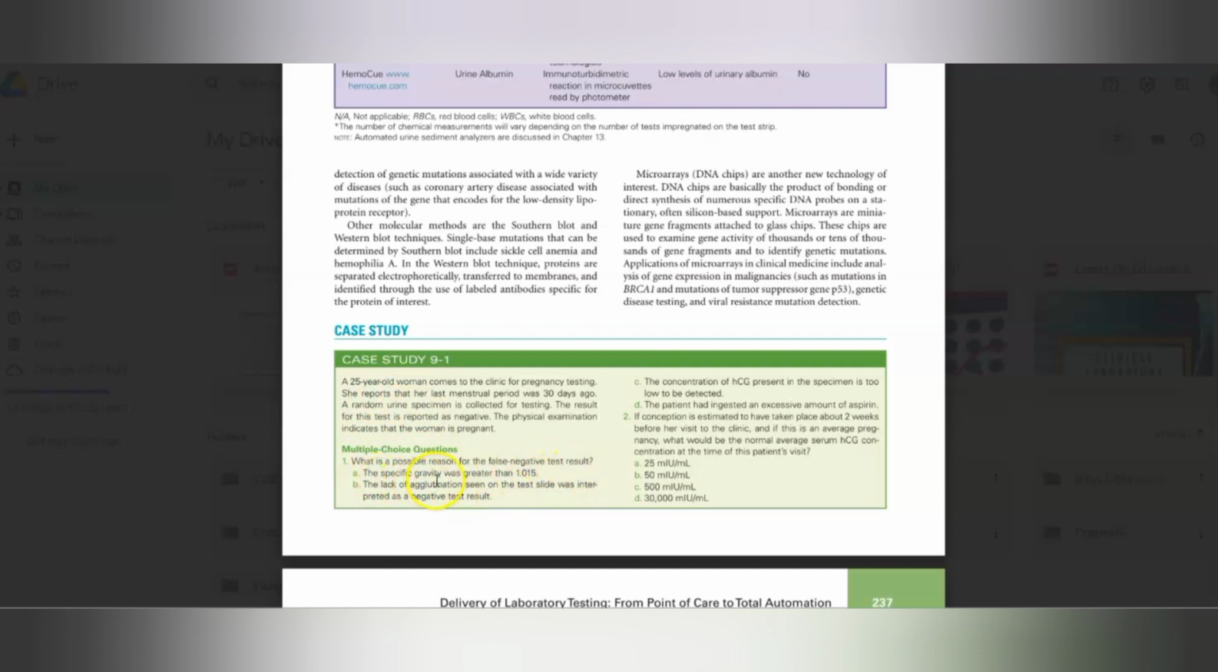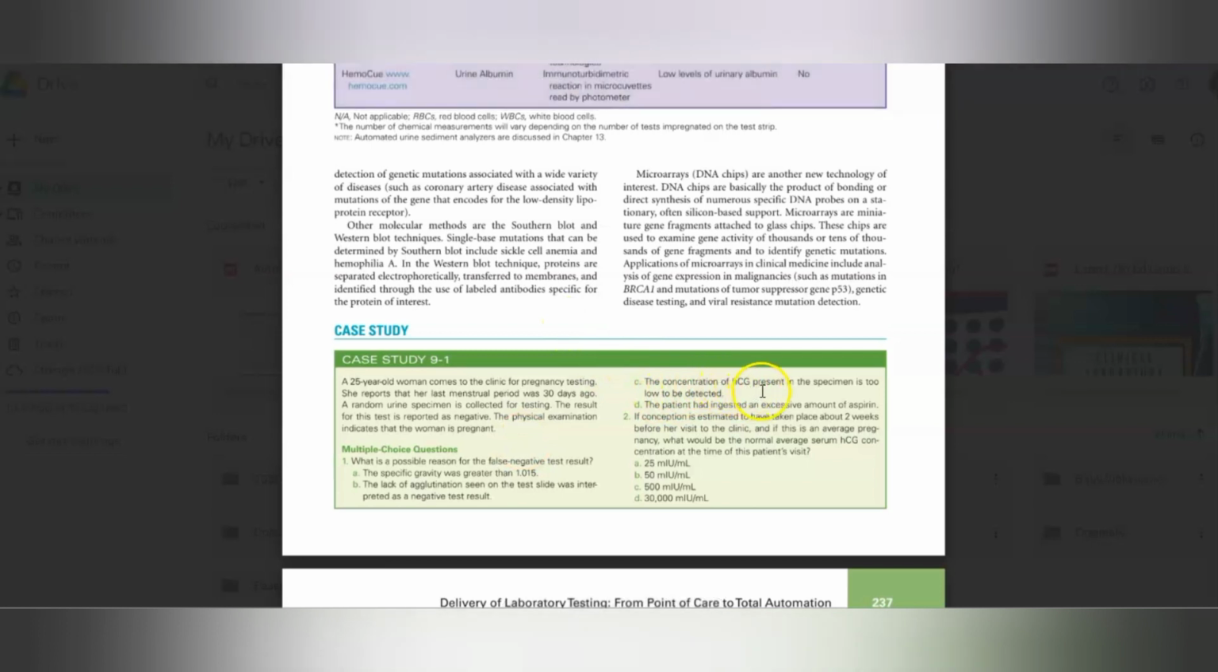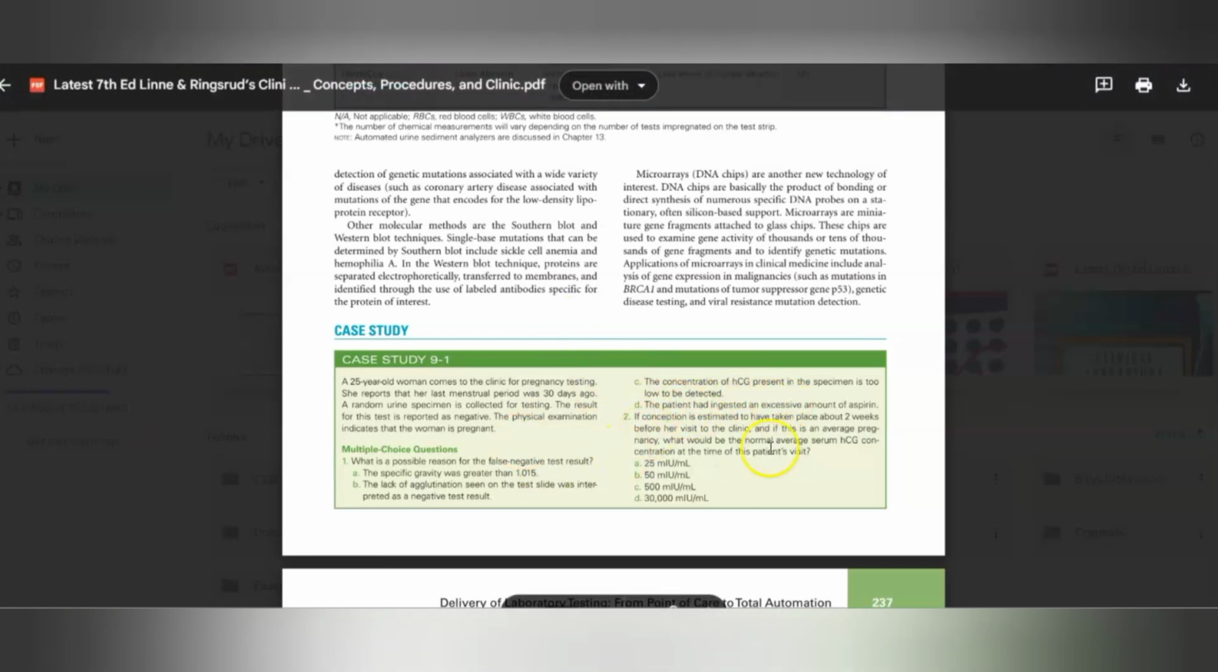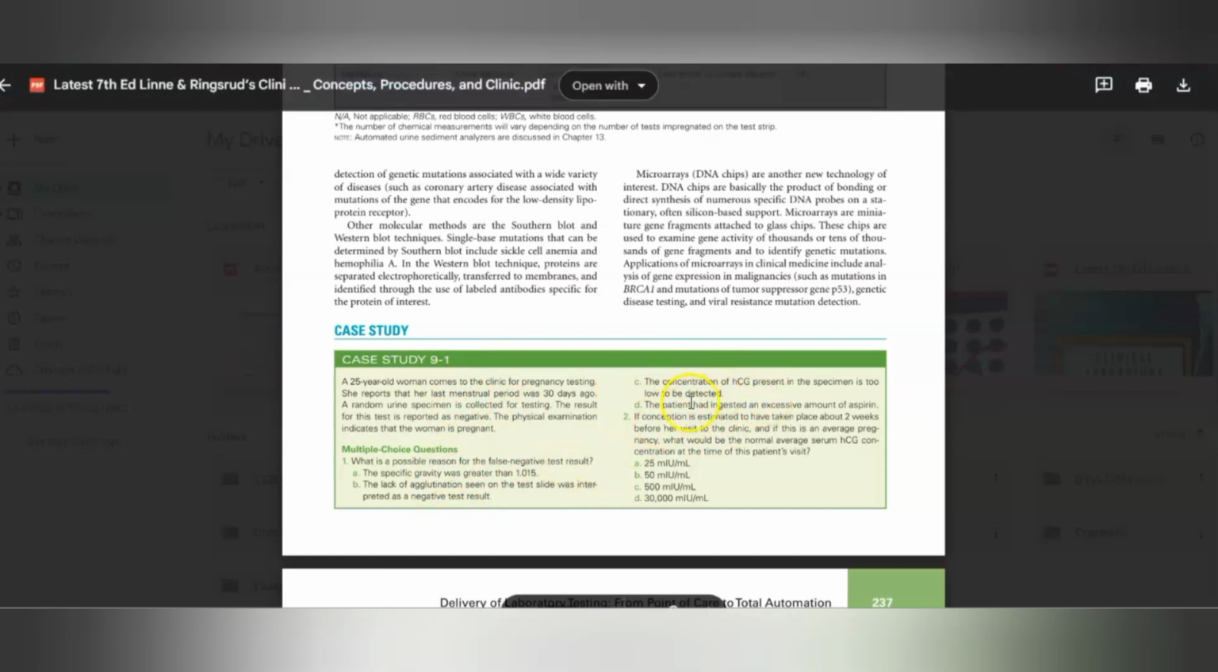A. The specific gravity was greater than 1.015? B. The lack of agglutination seen on the test line was interpreted as a negative test result. C. The concentration of HCG present in the specimen is too low to be detected. Or D. The patient has ingested an excess amount of aspirin. Now, the possible answer, of course, is C. The concentration of HCG present in the specimen is too low to be detected.